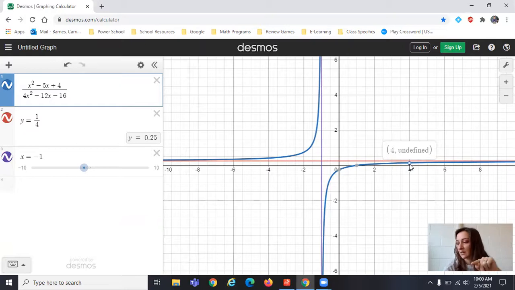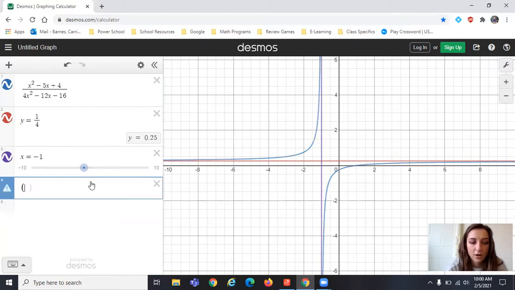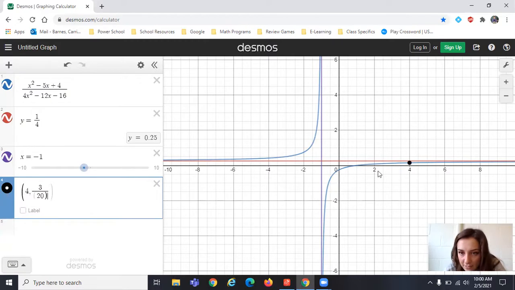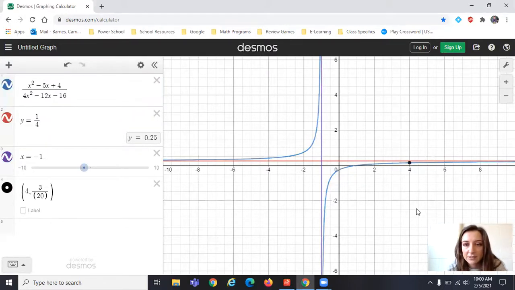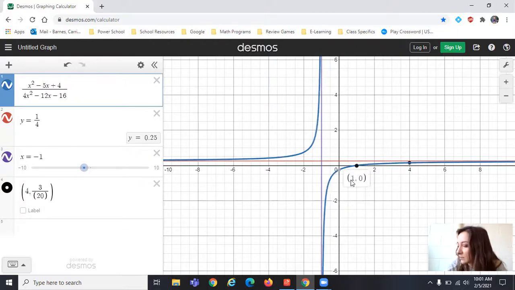So let's just double check that the y value of our hole is correct. 4 and 3 over 20. And you can see that that point there does line up exactly where our hole was. So we did get that y value correct. Okay, we also want to check the x-intercept. That's where it crosses the x-axis. That is happening at 1, so x equals 1. And then our y-intercept should be happening at negative 1/4, which is negative 0.25.